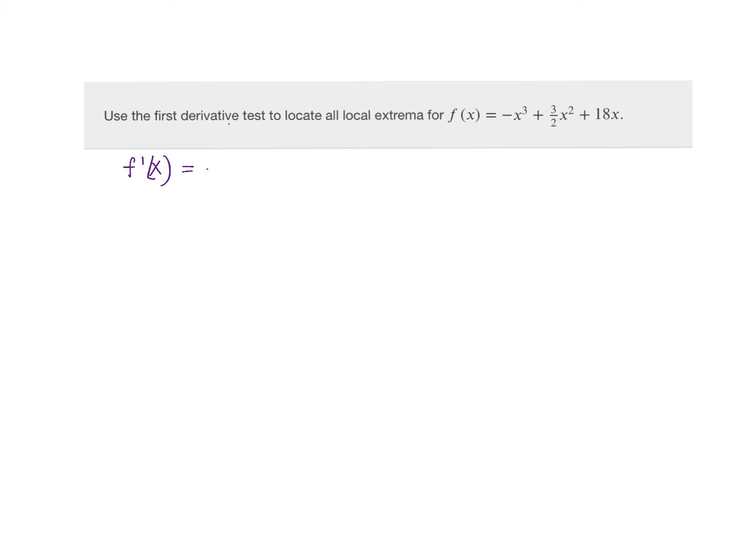So I'm going to take the derivative and I get negative 3x squared plus 3/2 times 2x plus 18. And I'm going to simplify that and I get negative 3x squared plus 3x plus 18. And so there are no places where the first derivative is undefined, but I am going to set this equal to 0 to find out the x values where the first derivative is 0. And remember what we're finding here. These are the places where we have a horizontal tangent line, and so those are potential maxes or mins.